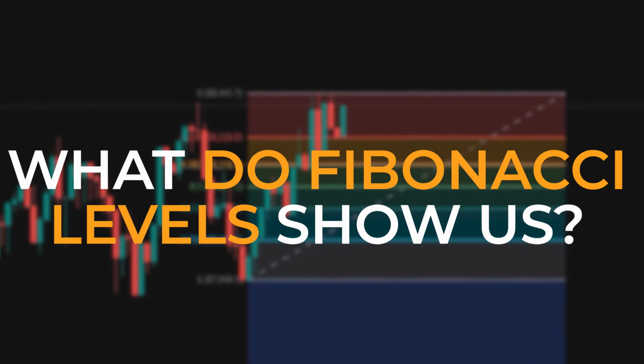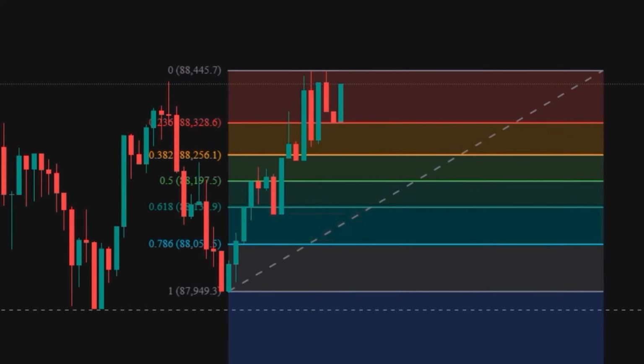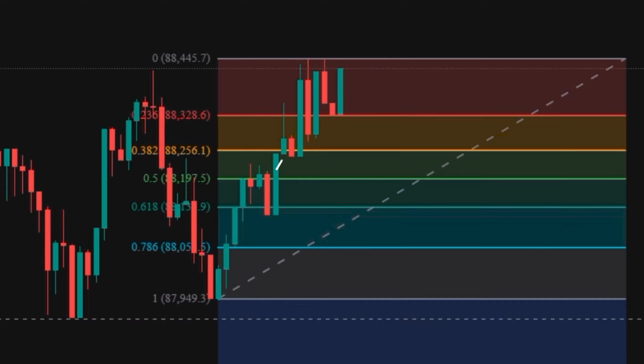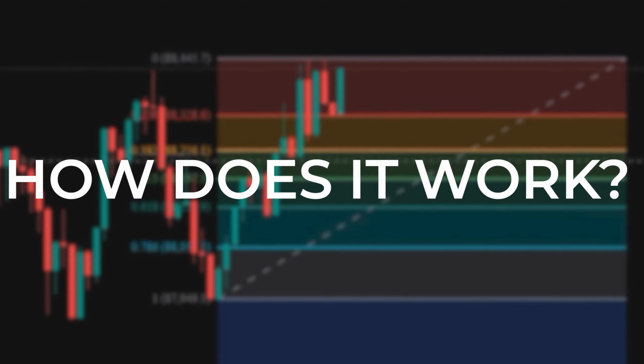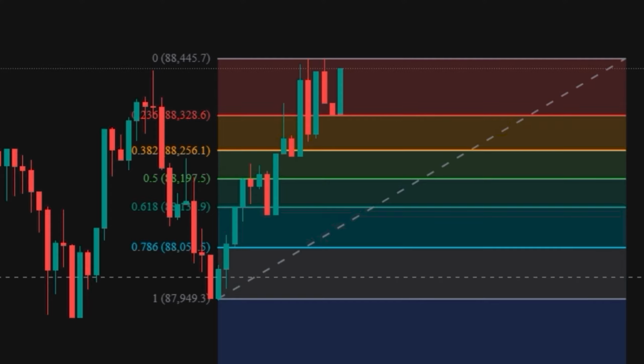What do Fibonacci levels show us? These lines show where the rebound zone from the current trend is likely to be. We plot these Fibonacci levels on the chart, and they show us where a bounce from the current trend may be in the near future. How does it work? You've probably heard of the golden ratio theory or the Fibonacci spirals. Here that principle is transferred simply to working with the chart.